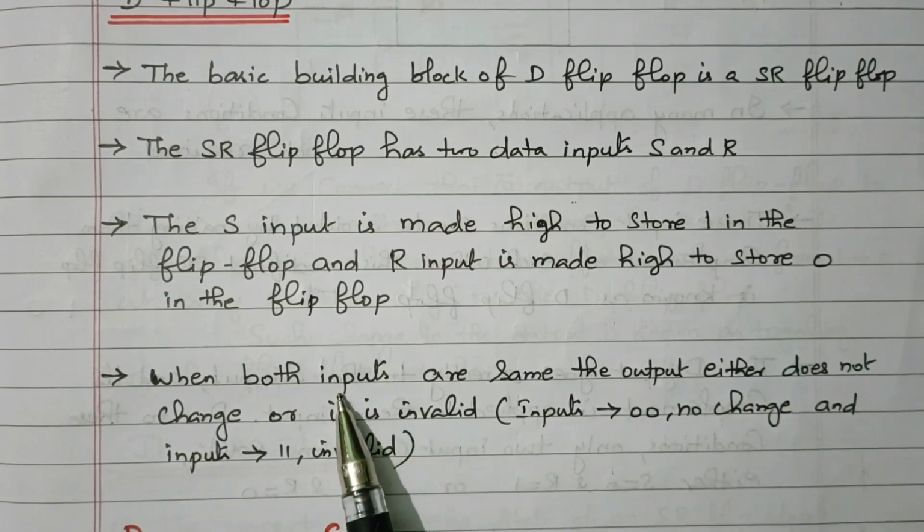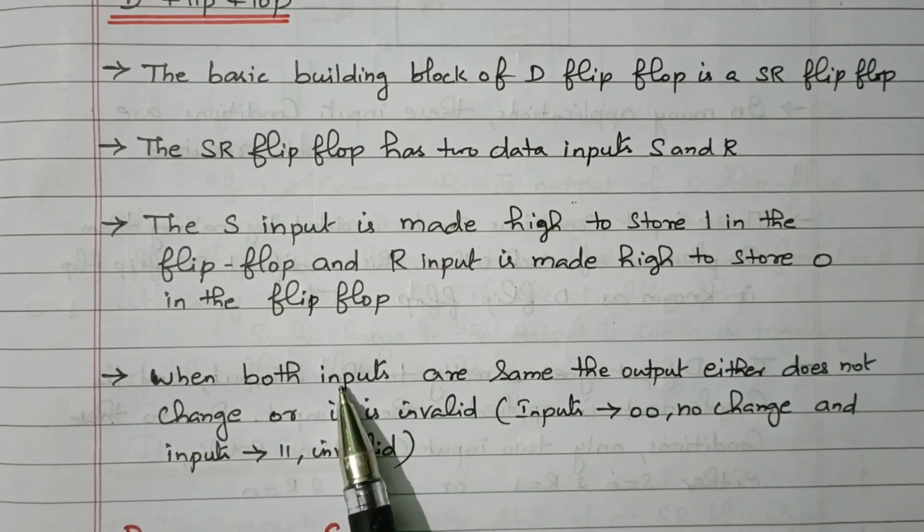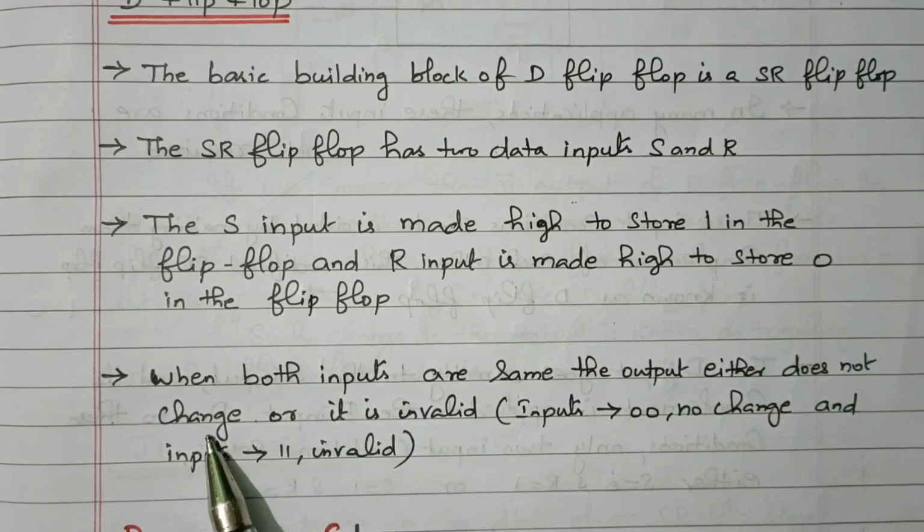If S and R are both the same, either 0, 0 or 1, 1: S equal to 1 and R equal to 1 means it is invalid. Input 0, 0 means no change. Input 1, 1 means invalid. That is the case. So in order to avoid this, we can go for the D flip-flop.